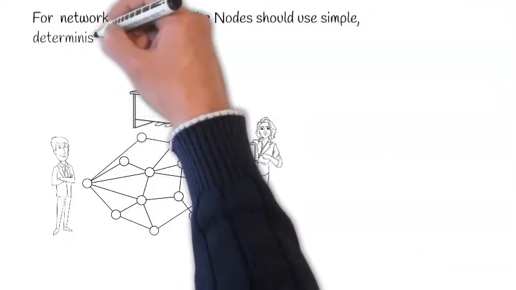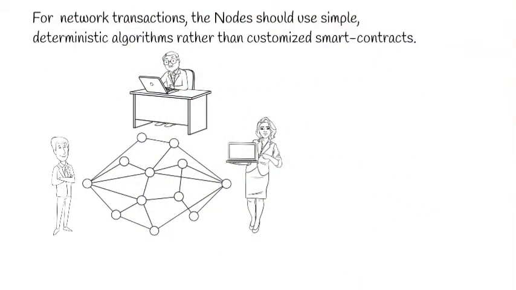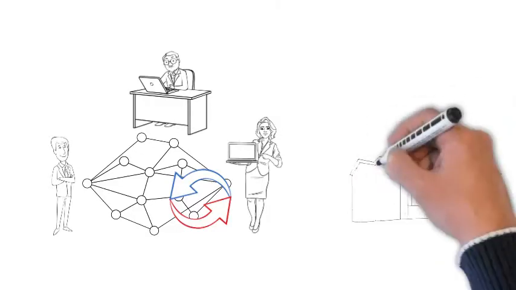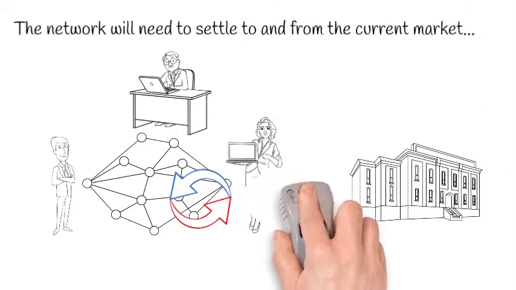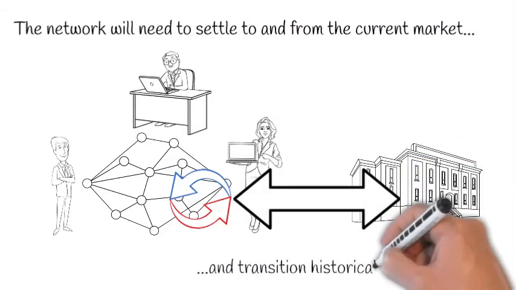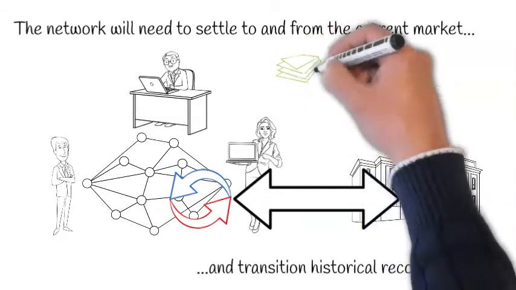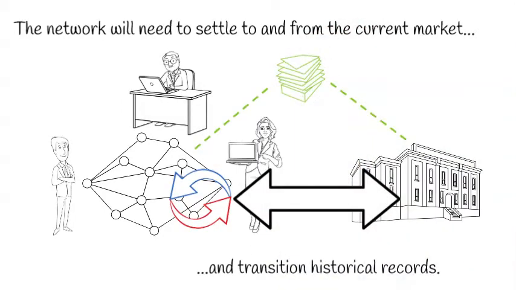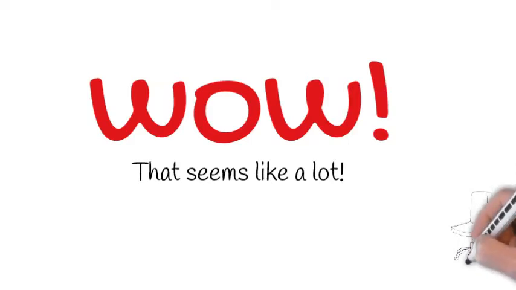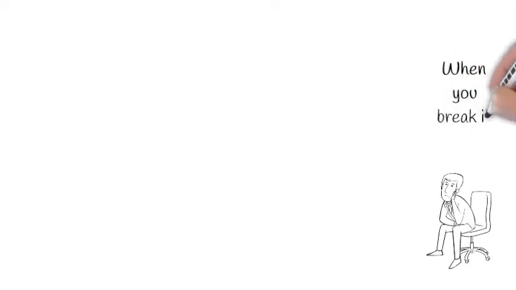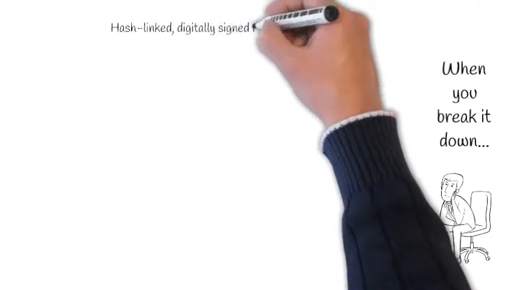With respect to all the transactions in the network, the node should also use simple deterministic algorithms rather than customized and vulnerable smart contracts. The network will also have to settle transactions to and from the current market, bringing assets into the network and out of the network, as well as transitioning historical records when parties join the network. But wow, this seems like a lot. But when you break it down, you see all of these are fundamental.